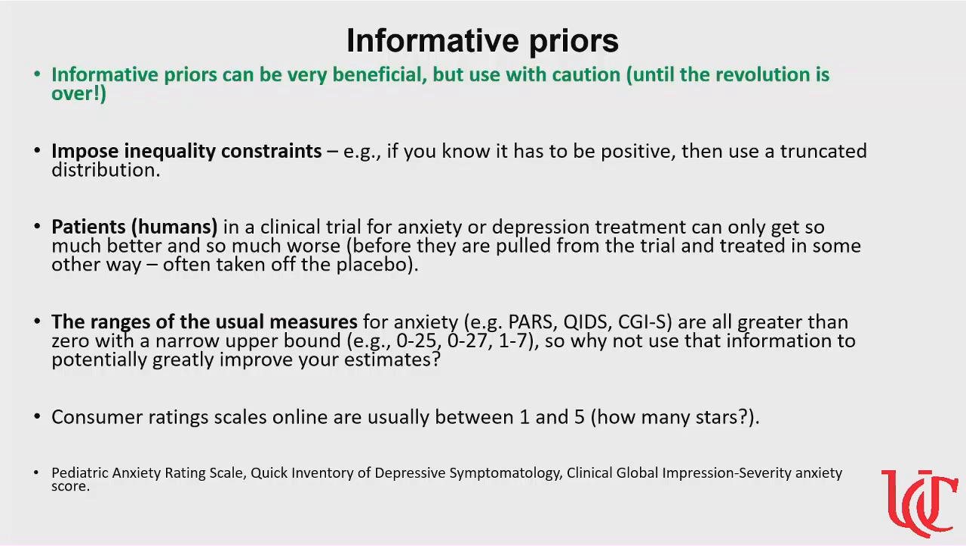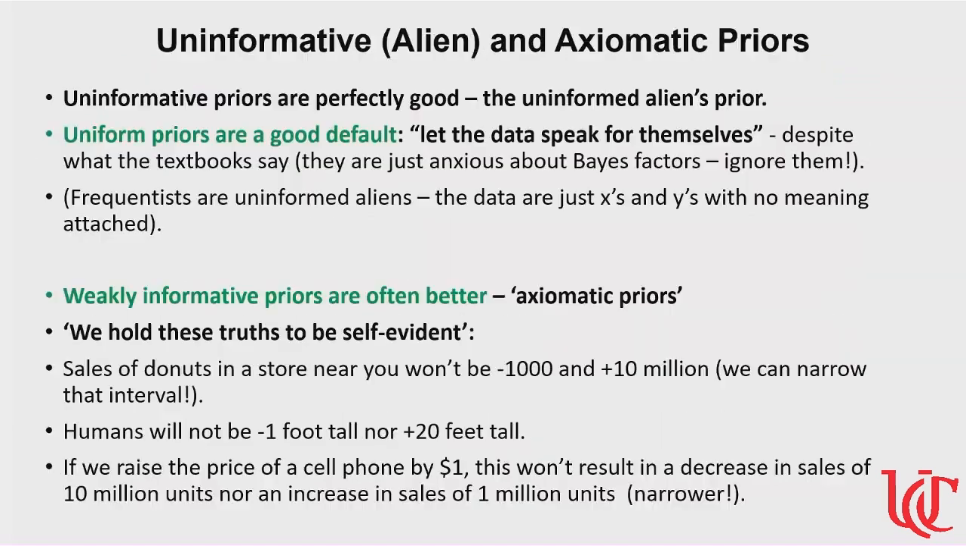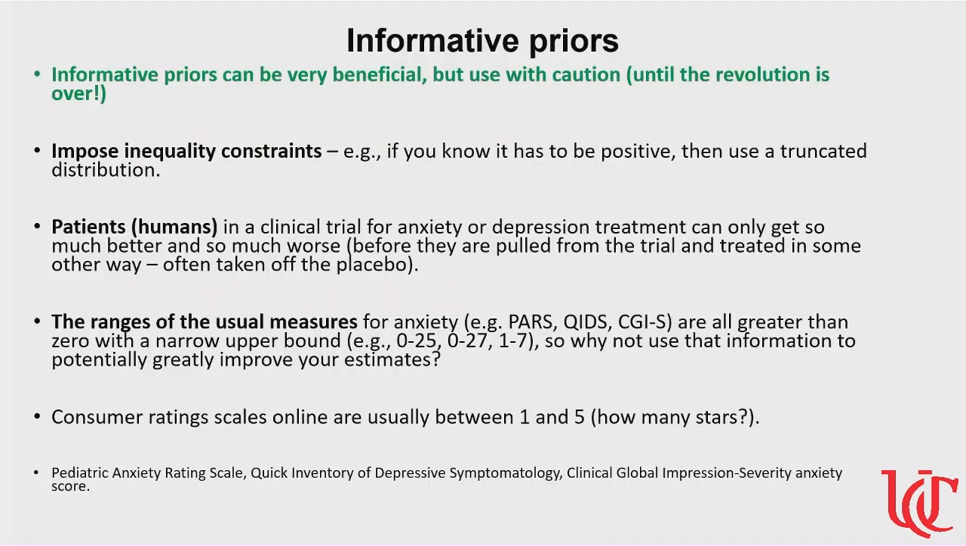They can be very beneficial, but use them with caution, until the revolution is over and everybody's Bayesian at least, right? So for now, I would say, even if you're just using uninformative and weakly informative priors, there's lots of benefits. And there's very little controversy to be found in that, right? You can always impose inequality constraints. If you know a parameter or something has to be positive, then just use a truncated distribution. That's very easy to do using Bayesian methods. Much more difficult from a frequentist point of view.